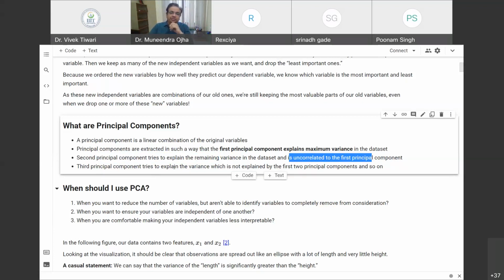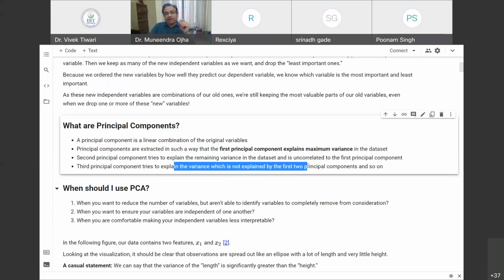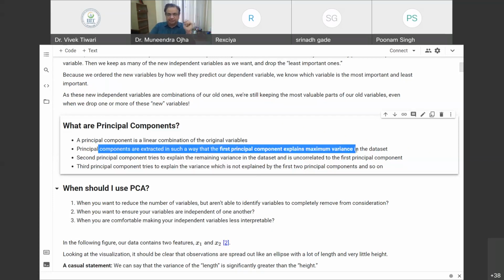The third principal component tries to explain the variance which is not explained by the first two principal components. And again, the third principal component is perpendicular, orthogonal, to the first two. So the first principal component becomes one axis, the second becomes the second axis, and the third becomes the third axis, because all of them are perpendicular to each other. These three we can visualize in space, because we are limited to visualizing three-dimensional spaces only.